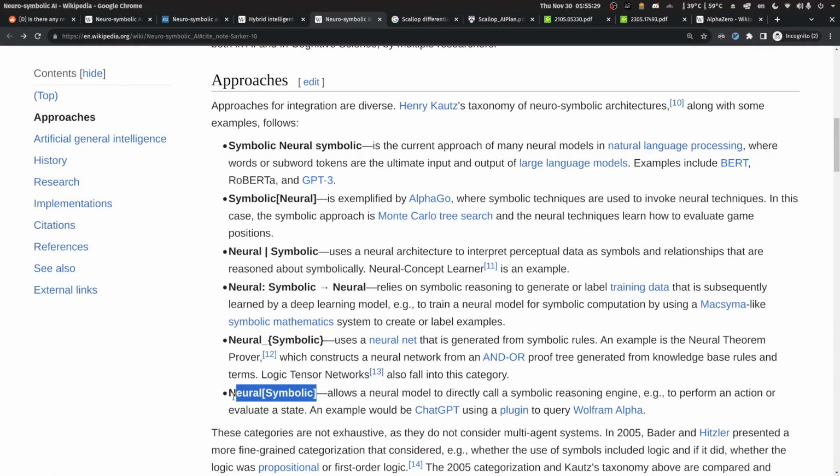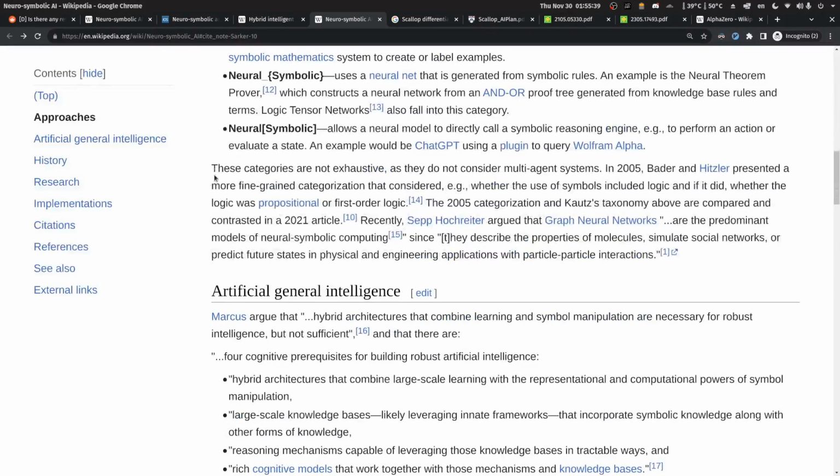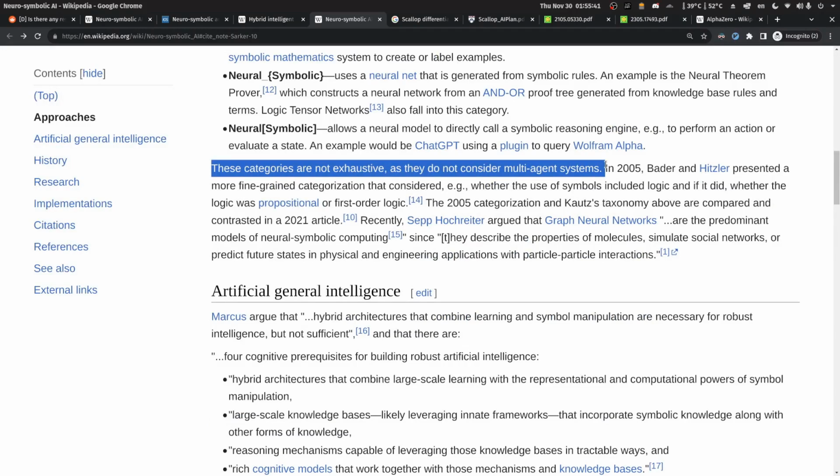I like the dichotomy here. I think these two have a sense in which they're orthogonal, and I think that's embodied in the notation. And I think this says these categories are not exhaustive, as they do not consider multi-agent systems.